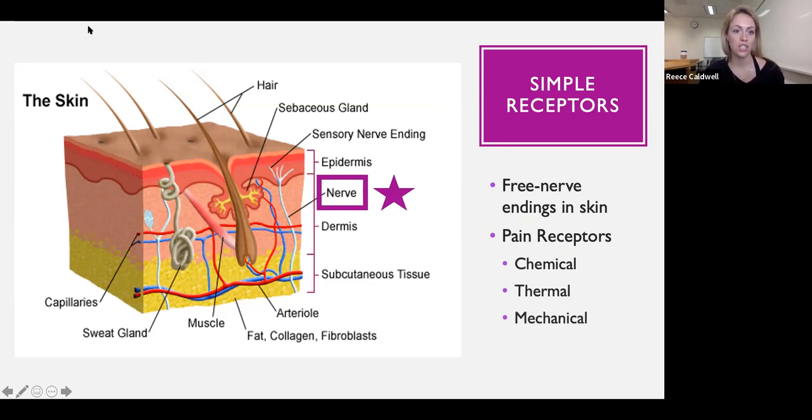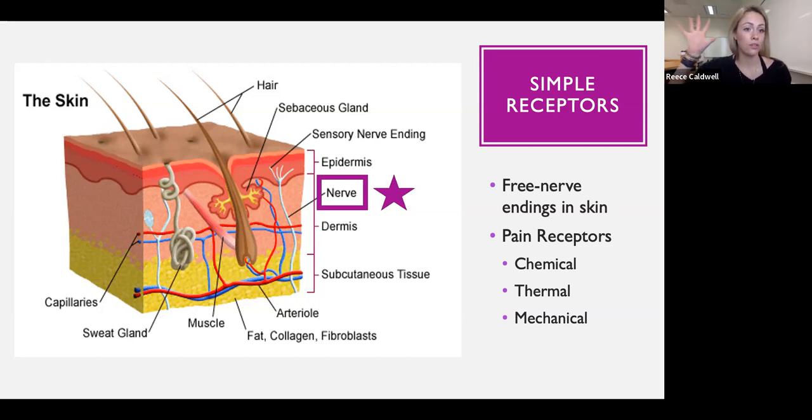So let's use a kitchen example. Let's say we're cooking a spicy meal in the kitchen, and we're cutting up a really hot jalapeno and it splashes on our skin or our eye or something. That's going to be chemical pain, that burning, stinging feeling.